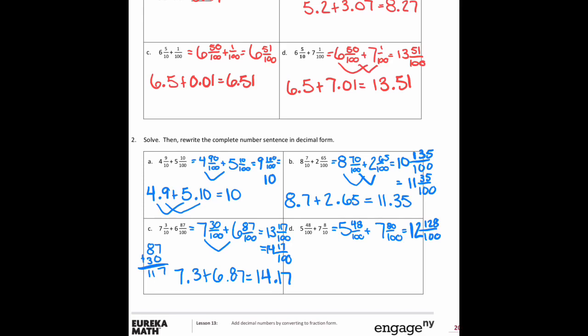So if I took out 100 hundredths to get another whole, I'd have 13 and 28 hundredths left over. So as decimals, this would be 5.48 plus 7.8 would give you 13.28.